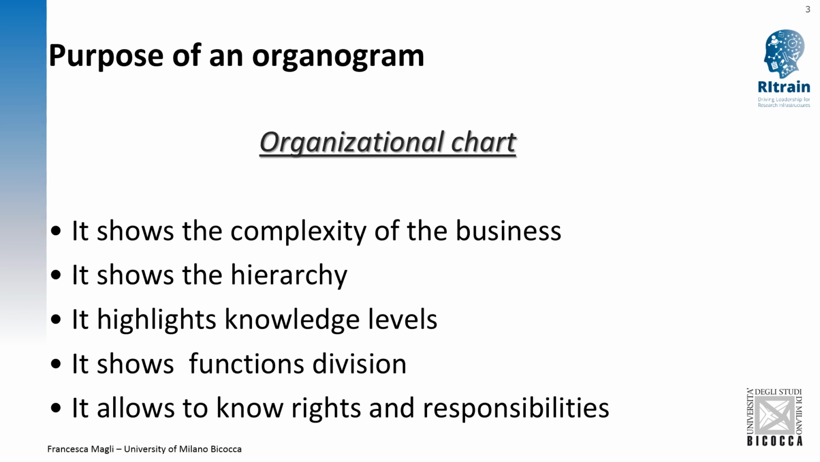What are the most important aspects that the organizational chart shows? It shows the complexity of the business, the different roles and relationships among the various positions, and hierarchy, that is, in connection with rights and responsibilities, so who controls whom, who is responsible for whom, knowledge levels, functions and divisions, depending on the complexity of the organization. We'll talk about it later. The next slide develops this concept.